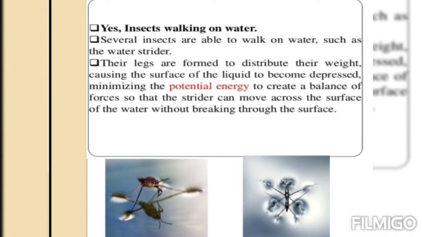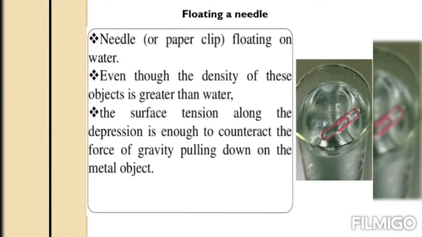Do insects walk on water? Yes, insects walk on water. Several insects are able to walk on water, such as the water strider. The water strider's legs are formed to distribute their weight, causing the surface of the liquid to become depressed, minimizing the potential energy to create a balance of forces, so that the strider can move across the surface of the water without breaking through the surface.